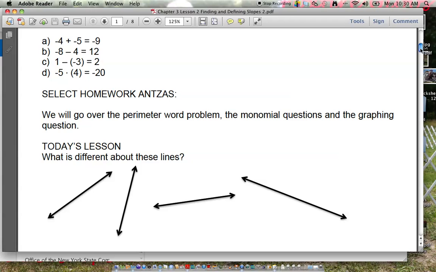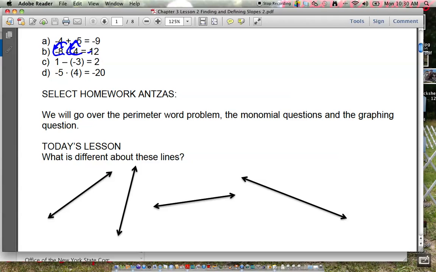Okay, let's take a look at letter B. Negative 8 minus 4 is 12. Is that right or wrong? Elizabeth? It is wrong. What should it be? It should be negative 12. Remember, everything is addition, unless there's a multiply and divide. And the sign in front tells you what it is. So this is 8 negatives and 4 more negatives. 8 negatives, 4 more negatives, is going to be negative 12.